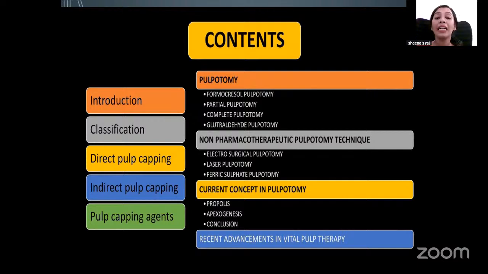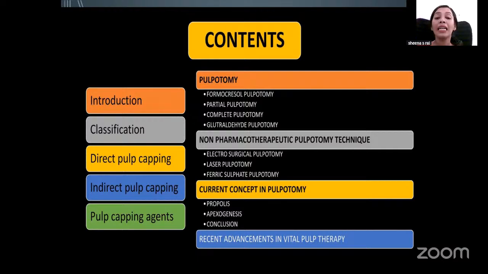Pulpotomy is of various types based on the material. It is formocresol pulpotomy, partial pulpotomy, complete pulpotomy, and again based on non-pharmacotherapy: laser-induced, electrosurgical, and ferric sulfate. That will be dealt with in the following PPT.